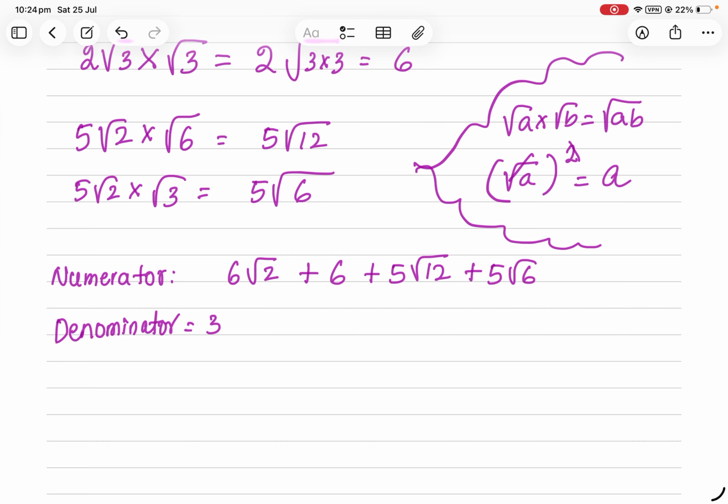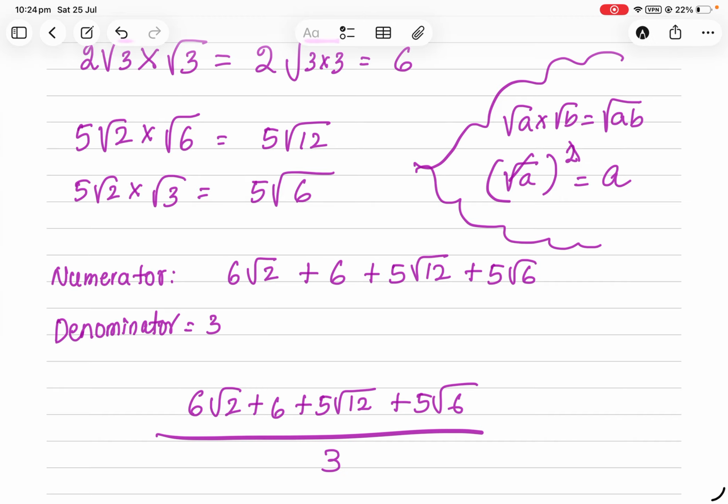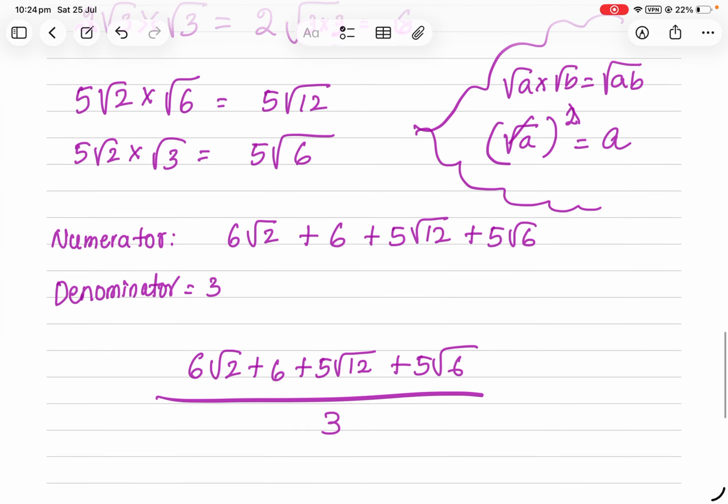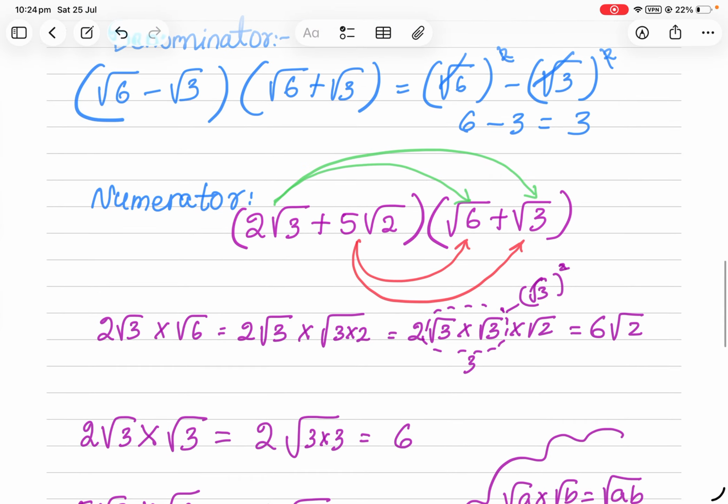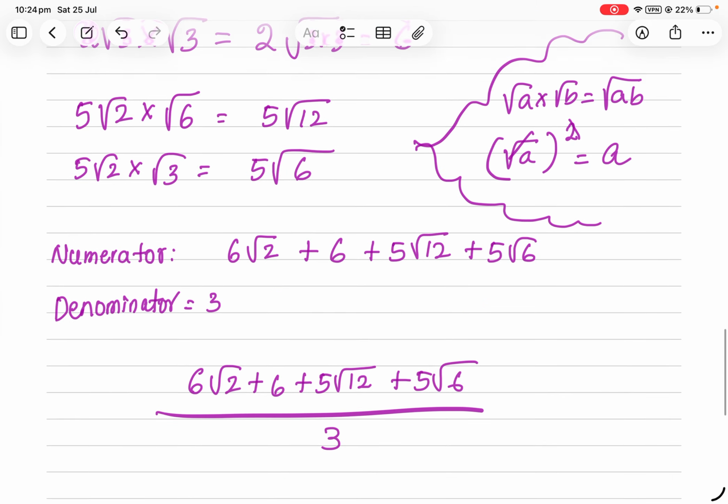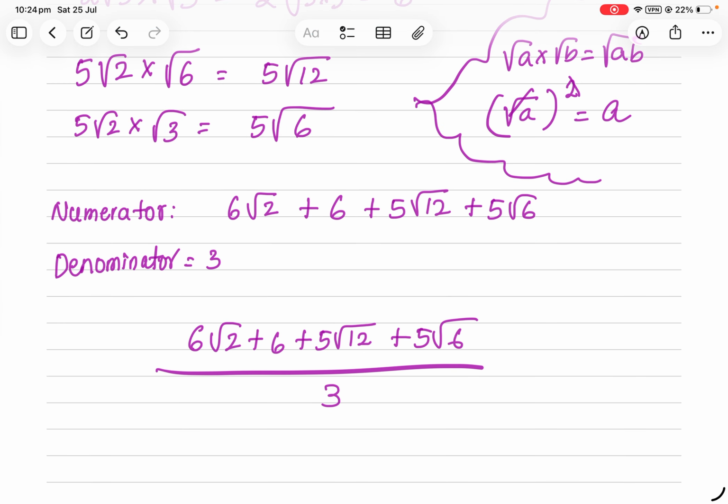So your final answer can be written as 6 square root of 2 plus 6 plus 5 square root of 12 plus 5 square root of 6, divided by 3. So that entire problem has now been rationalized to this. I'm not looking for any more common factors and things like that, but it's simply written like this.